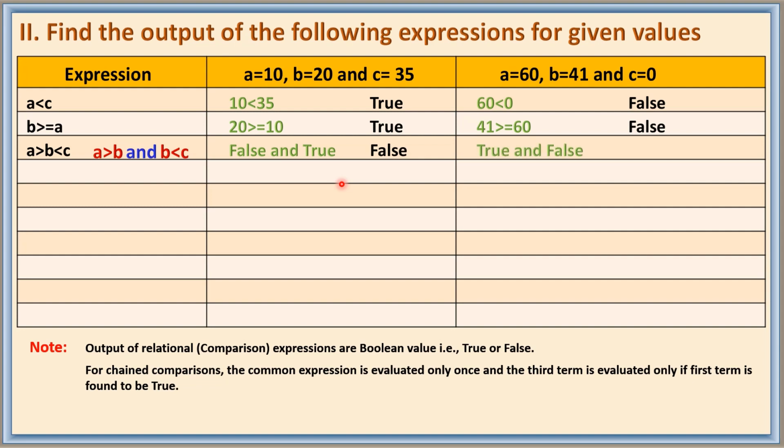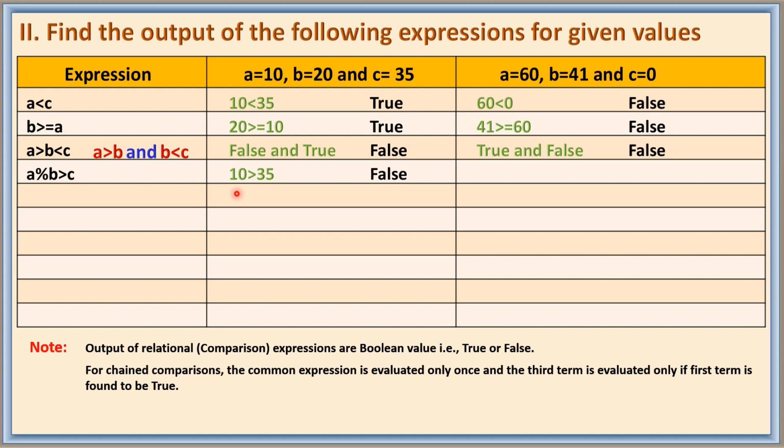Next here, 60 is greater than 41 is true and 41 is lesser than 0 is false. So it will be false. Next we have a modulus b greater than c. Here we know the modulus operator has higher precedence, so this will be evaluated first and then compared with c. So 10 modulus 20, that means it is going to take only the remainder. Even one time it will not go, so 10 remains as it is. So 10 is greater than 35, that is false.